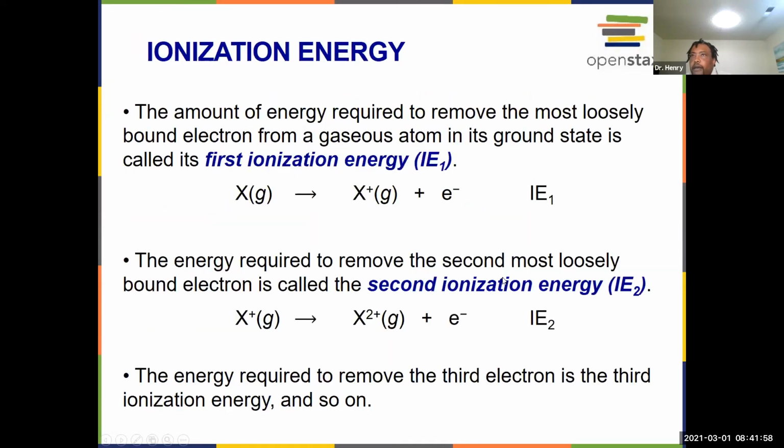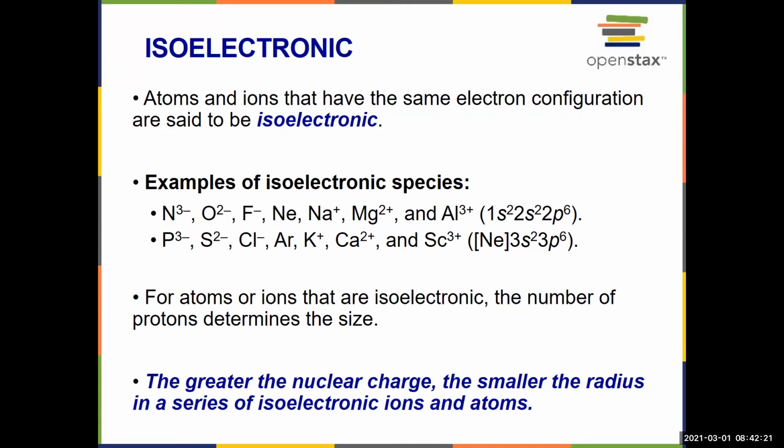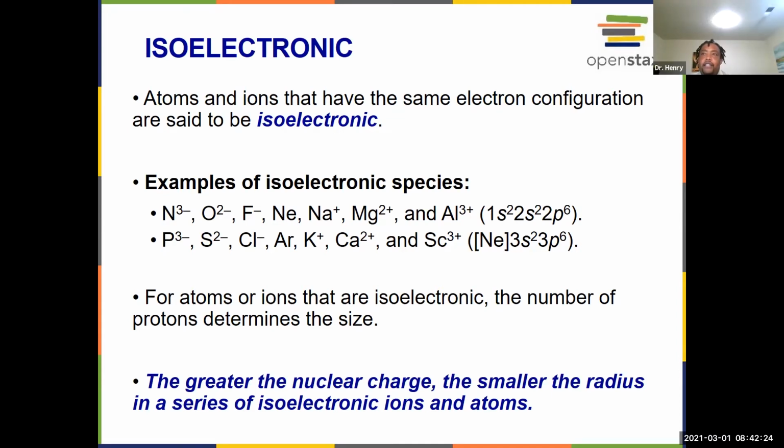Okay, so the next thing is isoelectronics. Isoelectronics, basically the simplest way of thinking about it: what does iso mean? It means the same or equal, right? So we're saying that it has the same number of electrons, essentially. Isoelectronic means the same number of electrons. So you're looking for ions and atoms that have the same number of electrons.